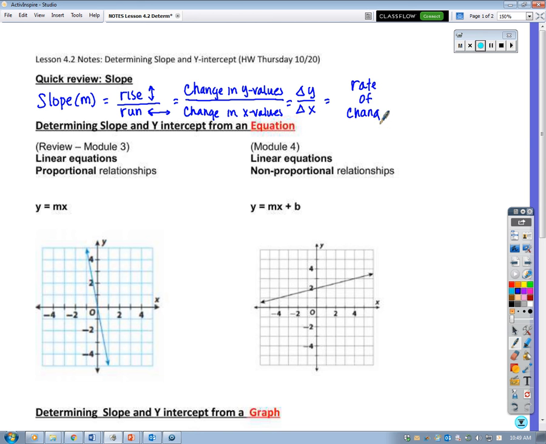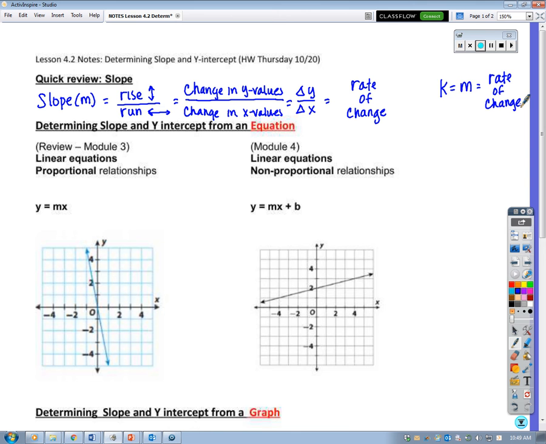So whether it's asking you to find slope or rate of change, you find them the same way. You're finding your change in y over change in x, your change in y values over your change in x values. So they are the same thing. And if we think back to module 3, we also know that k equals m, which is our constant of proportionality, which is equal to slope, which is equal to rate of change. And that's just a quick review for slope.